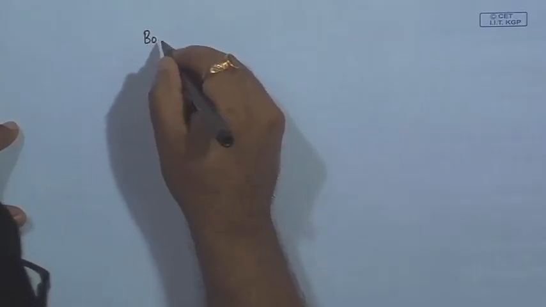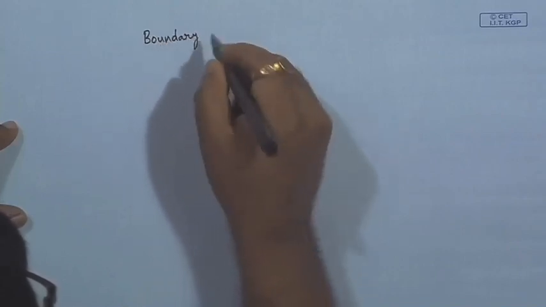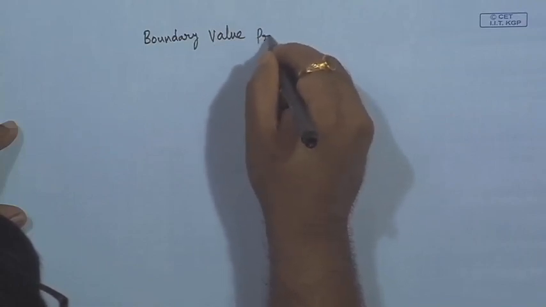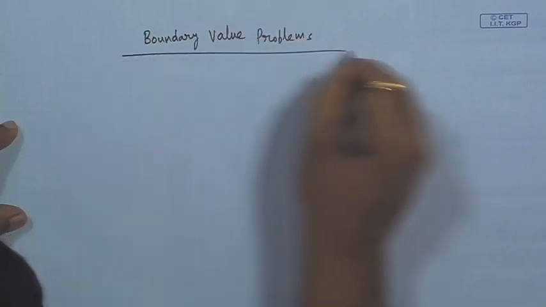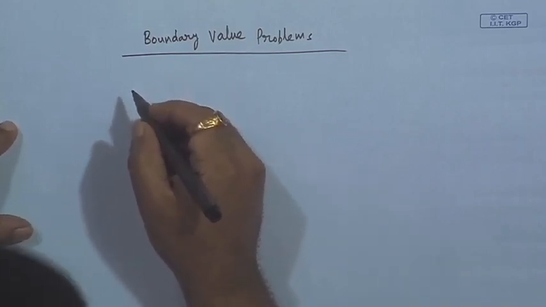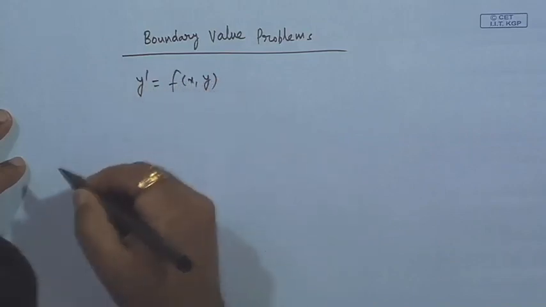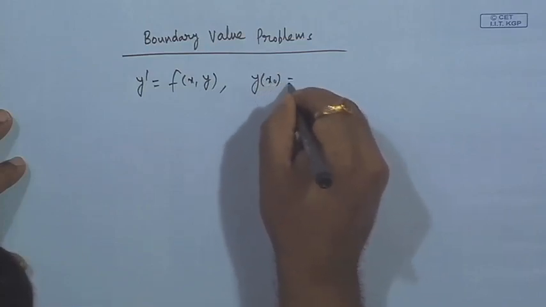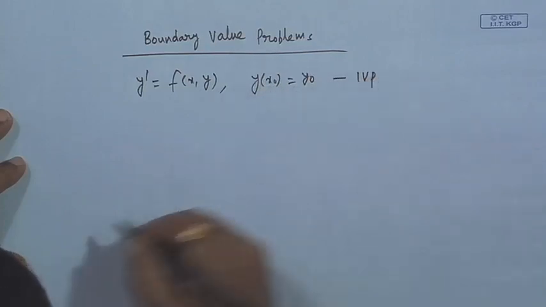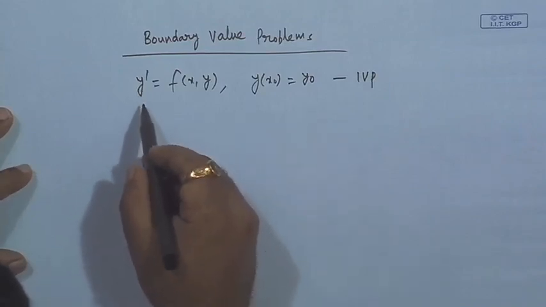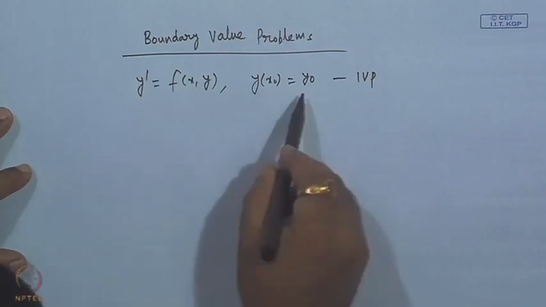Before we proceed to methods, let us briefly discuss what a boundary value problem is. We have y dashed equals f of x, y, and y of x 0 equals y 0. So this is an initial value problem. We know very well that a first order equation requires one condition to eliminate the arbitrary coefficient.